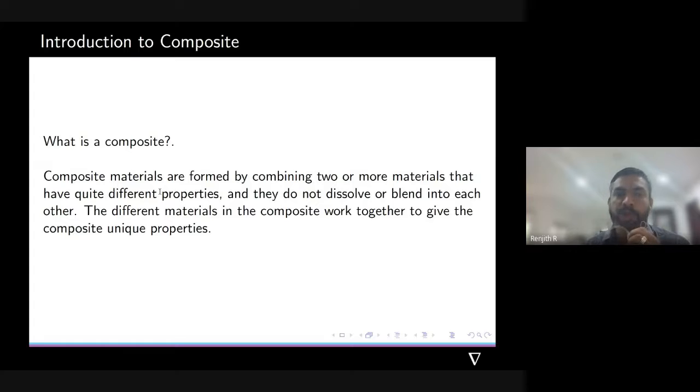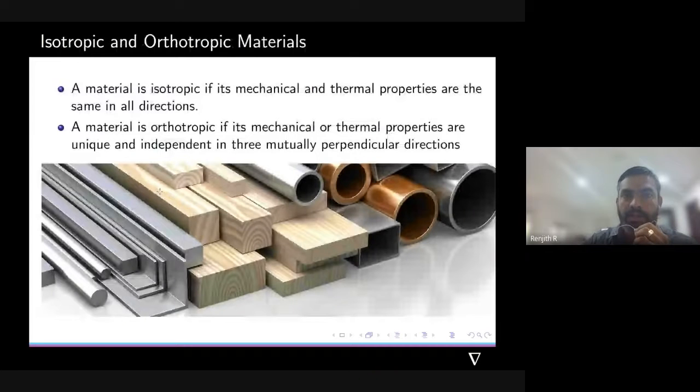So many opportunities are there. So that's why composites have a very promising future. Before starting the analysis of the composite, we must understand two things: what is an isotropic and an orthotropic material, because composites are basically treated as an orthotropic material.